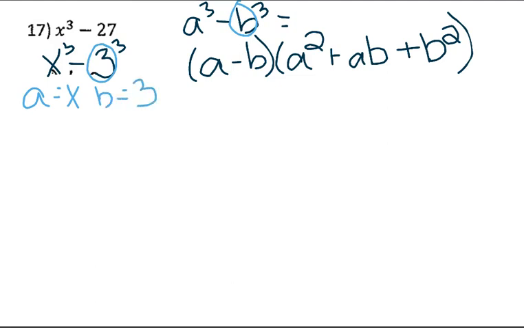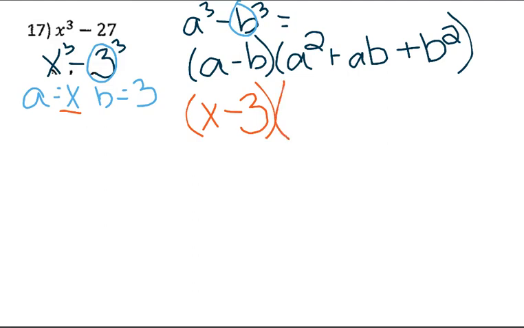So that is what we are going to plug into the formula. We're going to plug in x for a and 3 for b. So let's plug it carefully into our formula. I'm going to start at the beginning. In place of a, I'm going to put the x, bring down my minus sign. In place of b, I'm going to put the 3.